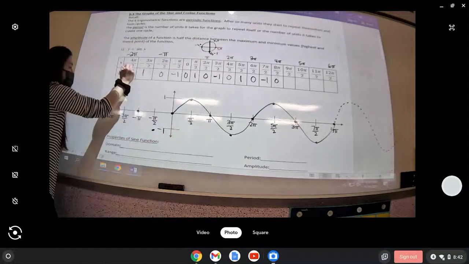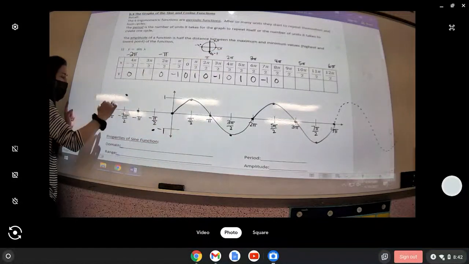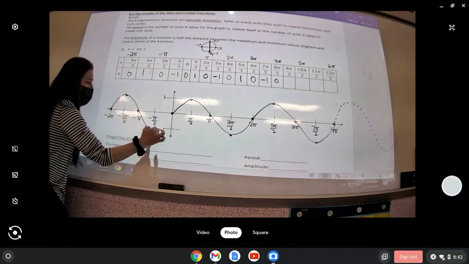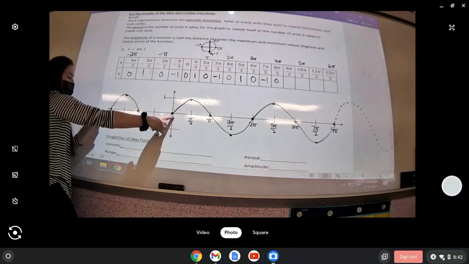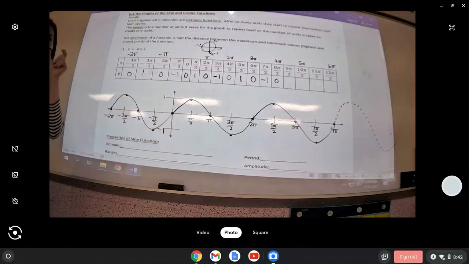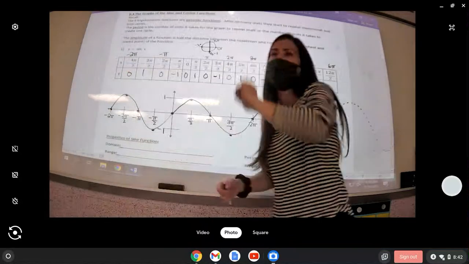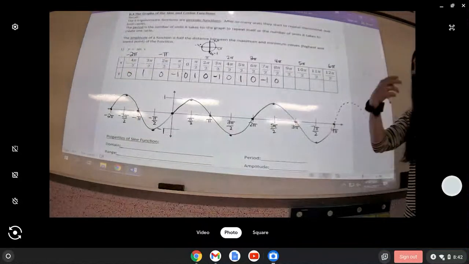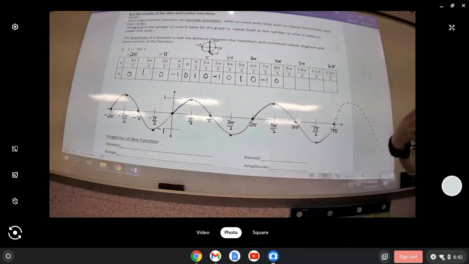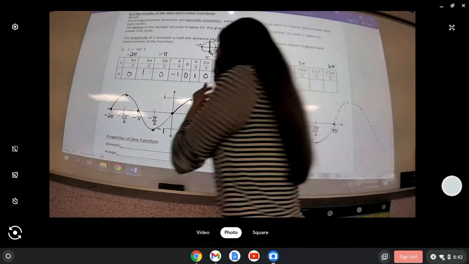The y-coordinate is 0. And you can see you've created yet another sine wave from 0 to -2 pi, because every 2 pi radians creates one sine wave. That's the period. That's the number of units that have to be plugged in before the outputs start to repeat themselves. All right, so here we go.